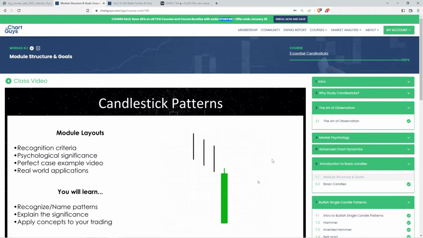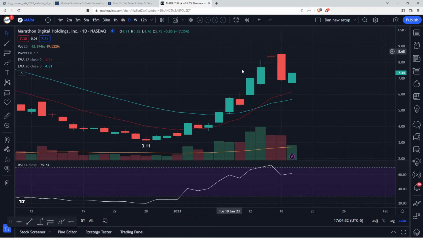Just an example of this: two days ago in the broader market video, I was talking about MARA and how I was looking to short MARA. This was a daily doji candle, and it's an indecision candle. When you have an indecision candle at the top of an uptrend or the bottom of a downtrend, it means watch for a reversal. What is the psychology behind that?